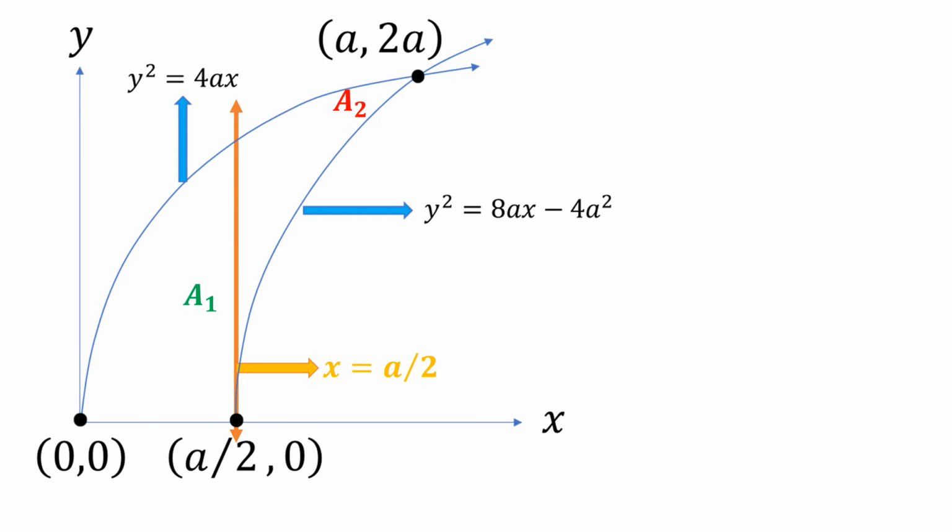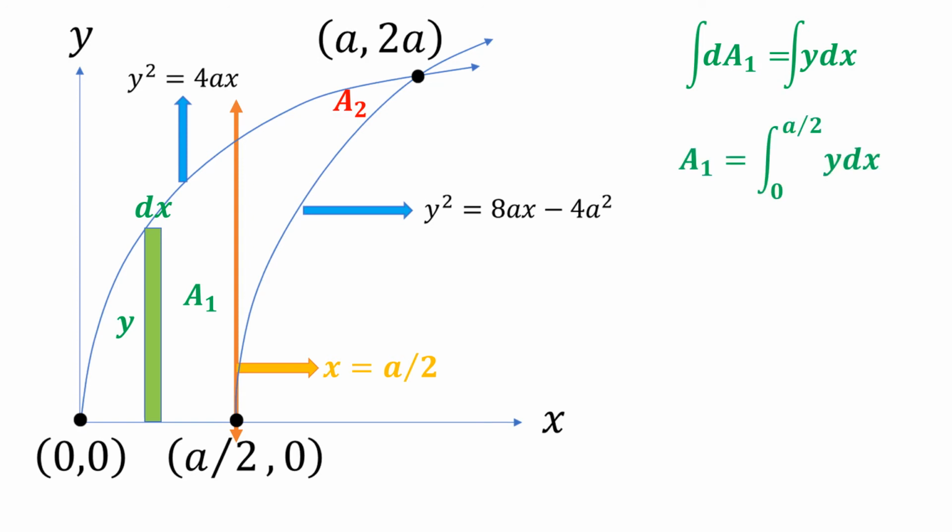To solve for area 1, we can use a vertical element whose width is dx and whose length is y. The area of this element is the differential of area 1 equivalent to y dx. Integrating both sides, we get area 1 equivalent to the integral from 0 to a over 2 of y dx. y can be solved from the parabola y squared is equal to 4ax. So y is equal to the quantity 4ax raised to 1/2. Solving for y further, we can have 2a raised to 1/2, x raised to 1/2.